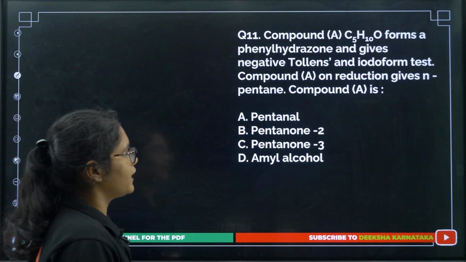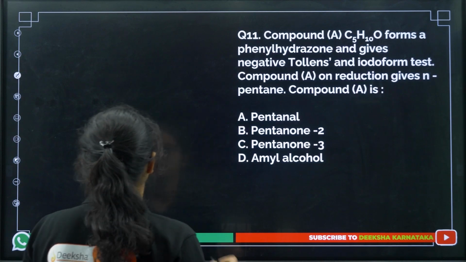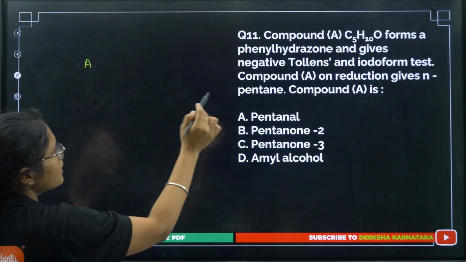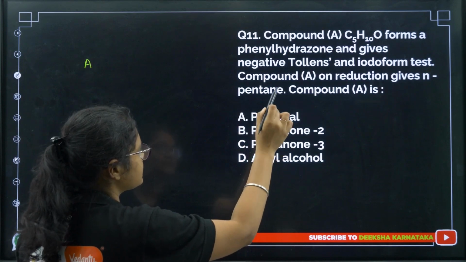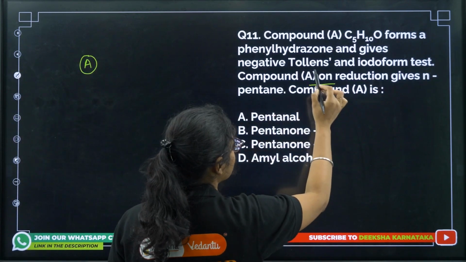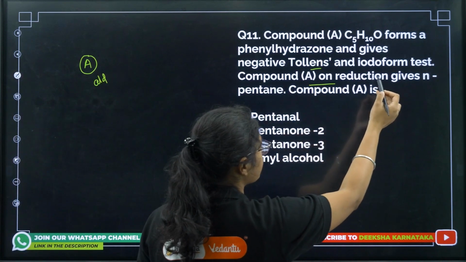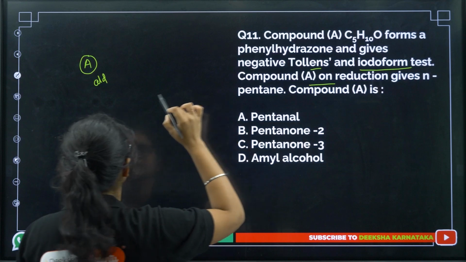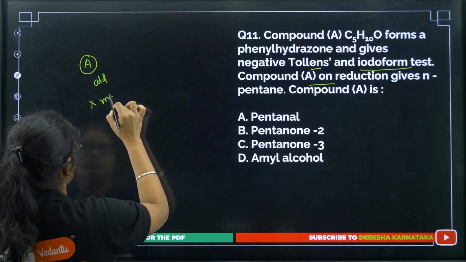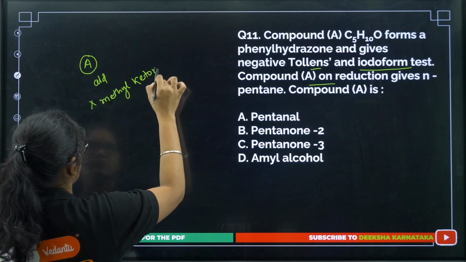Next, compound A, that is C5H10O, forms phenylhydrazone. Compound A forms phenylhydrazone and gives a negative Tollens test and a negative iodoform test. If it is giving a negative Tollens test, that means it is not an aldehyde, and it is not giving the iodoform test, that means there is no methyl ketone group, right?